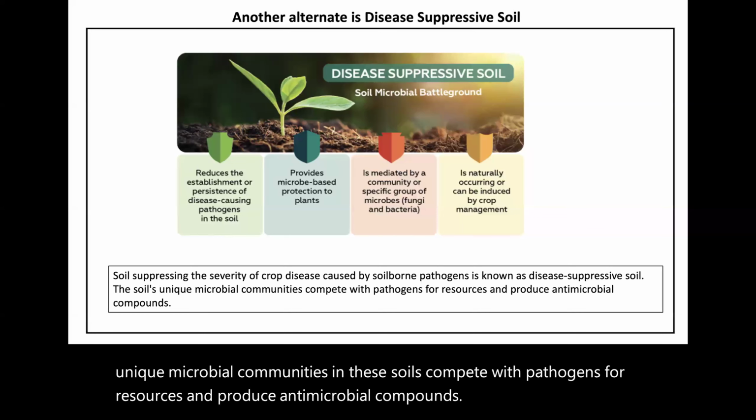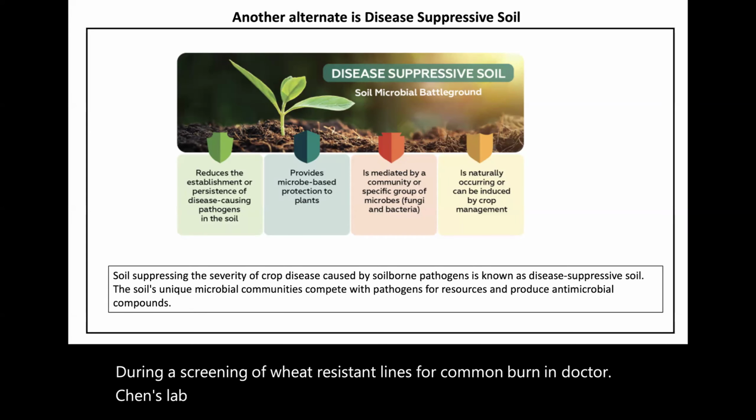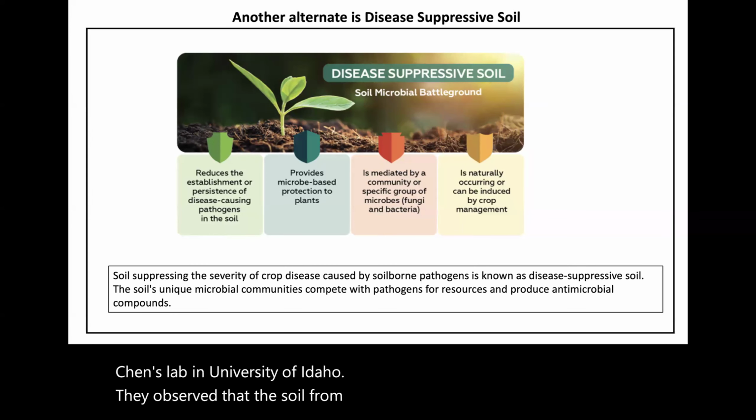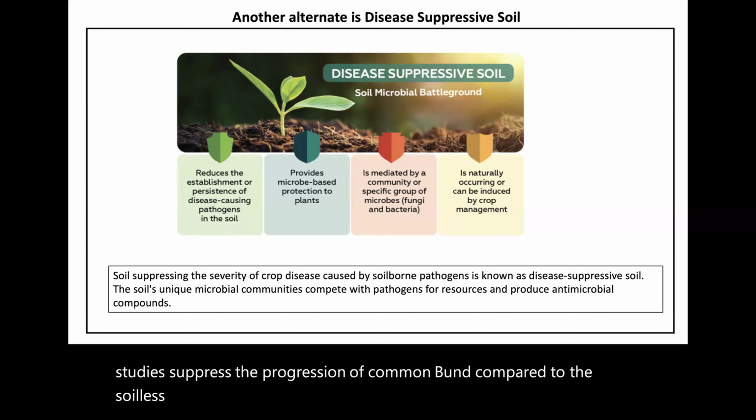During a screening of wheat resistant lines for common bunt in Dr. Chen's lab at the University of Idaho, they observed that the soil from the field used in the greenhouse pot studies suppressed the progression of common bunt compared to the soilless media. This suggests that the field soils have disease suppressive abilities.